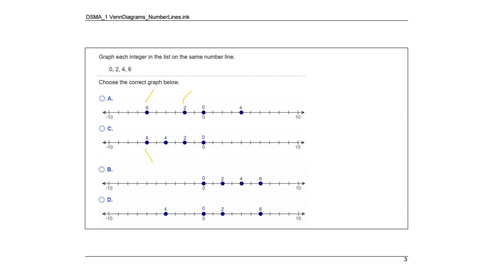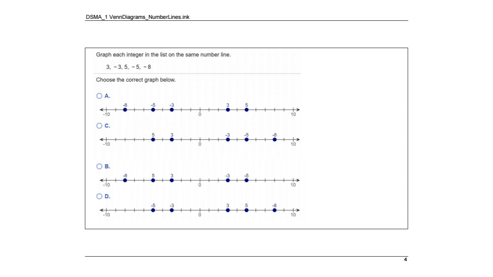All right, so for C, we've got 6, 4, and 2 on the negative side. They're supposed to be on the positive side. Looks like B is okay. We've got 0, 2, 4, and 6 all on the positive side. D is not going to work because this 4 is over here on the negative side. So our answer would be B.